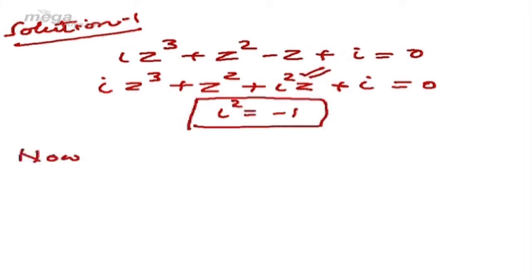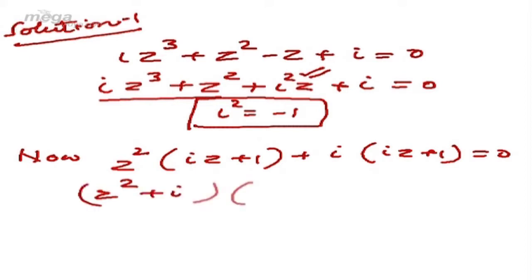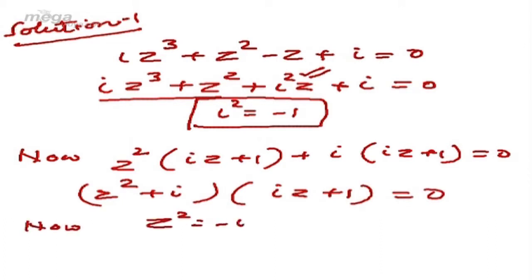Now let us factorize this equation. You take z square common from the first two terms. You will get iz plus 1, plus i common from the second two, that is iz plus 1, is equal to 0. So z square plus i into iz plus 1 is equal to 0. Now from the first bracket you get z square is equal to minus i, and iz plus 1 is equal to 0. Now take the mod.